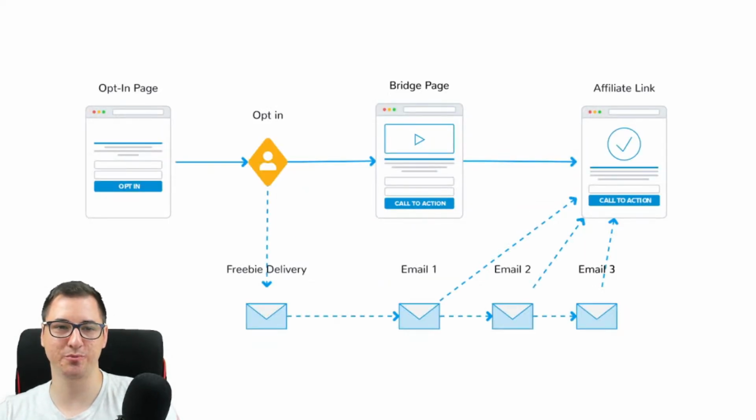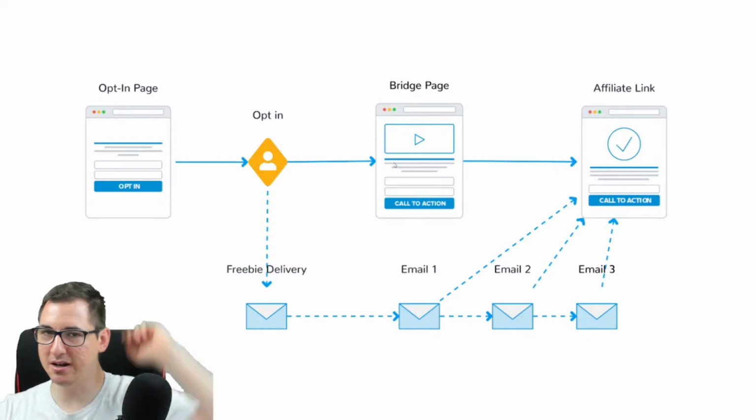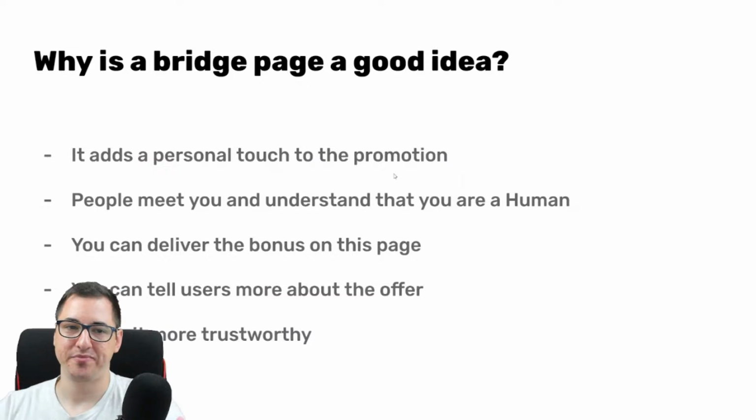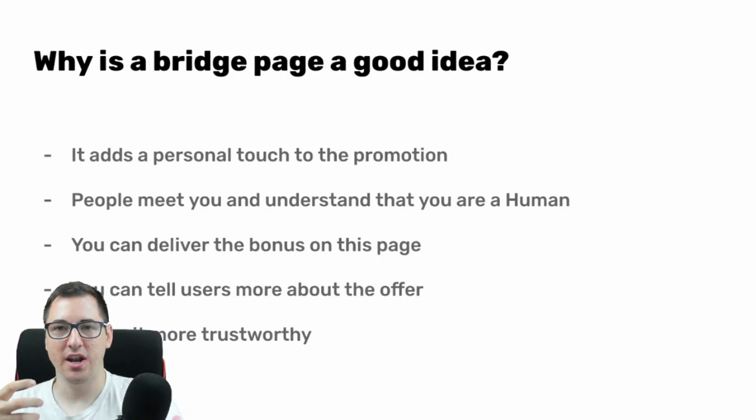So this could also be an option. You get people to opt in, you collect this information, you can get the freebie delivered to them, and then you continue messaging them. But the bridge page is still here in the middle, so that it does a couple of different things. The bridge page is, as I call it, a personality page, and it adds a personal touch to the promotion. What it actually does is show a video.